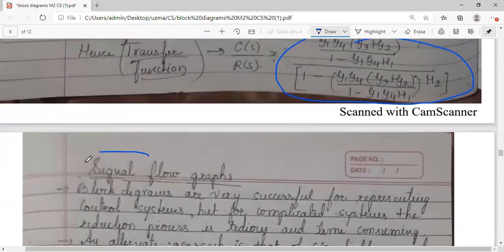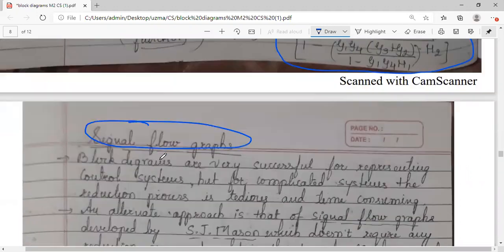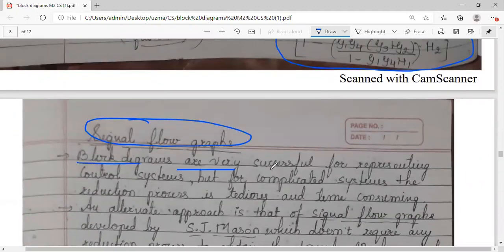So what is the necessity of signal flow graphs? That is the important question. Block diagrams are very successful for representing control systems. No doubt about it, because it will make your work simpler. Instead of analyzing the actual physical system, you can represent its functioning, whatever the process is, in the form of a block diagram, and analysis and modeling will become much easier. That's why they are very successful in representing control systems. However, they are very much complicated for complicated systems. What we are reducing here, first of all, is a very simple example.